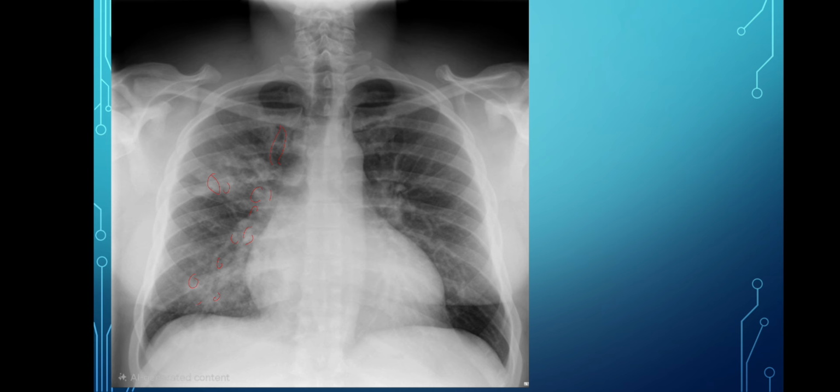The cardiac shadow is also normal, less than 50%, and the bronchus is in normal position. So this is a clear-cut diagnosis of bronchopneumonia, as there is a patchy opacity throughout the right side.